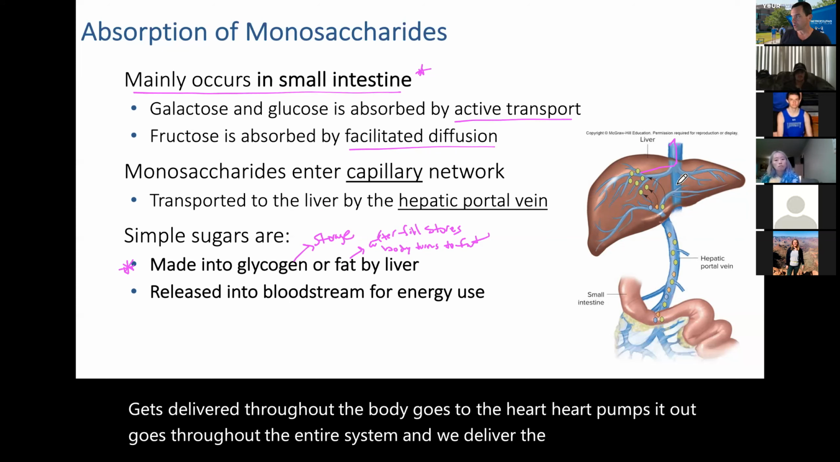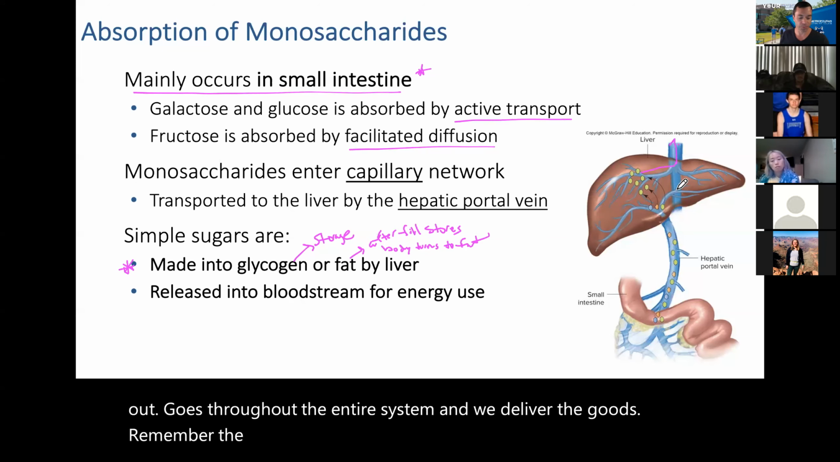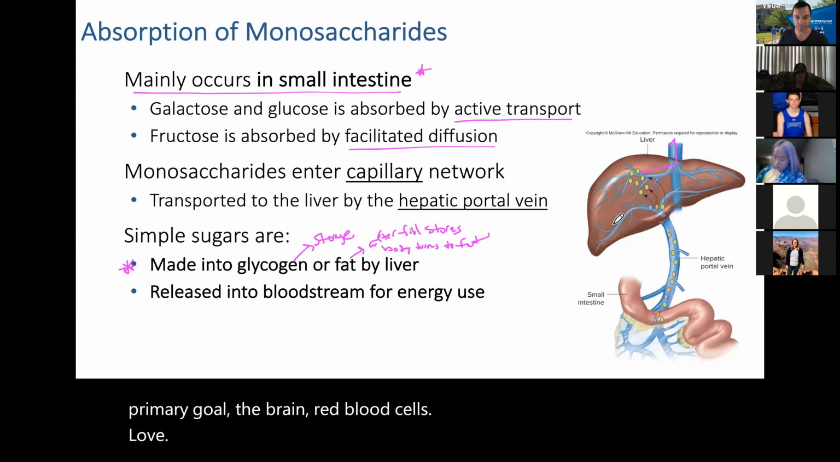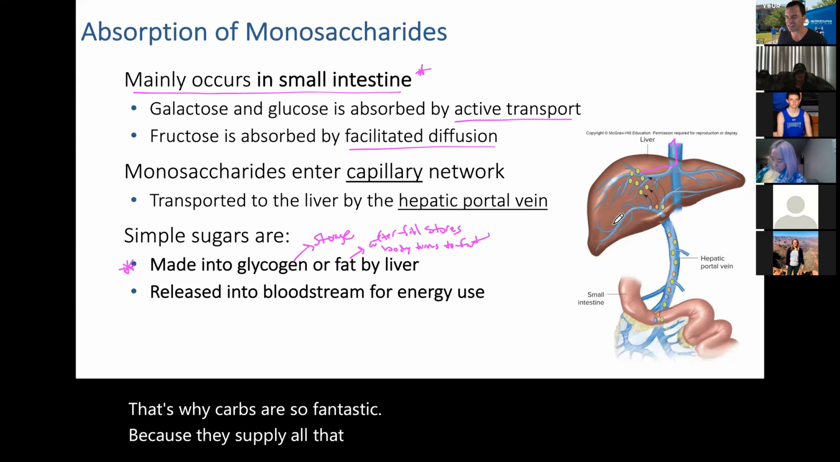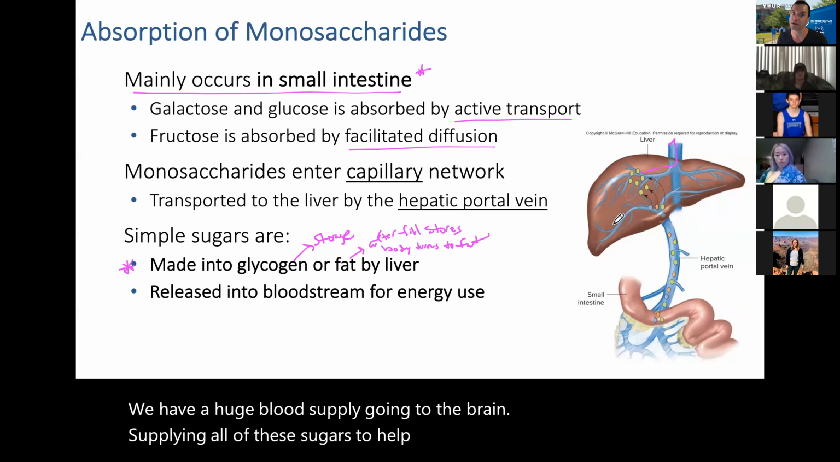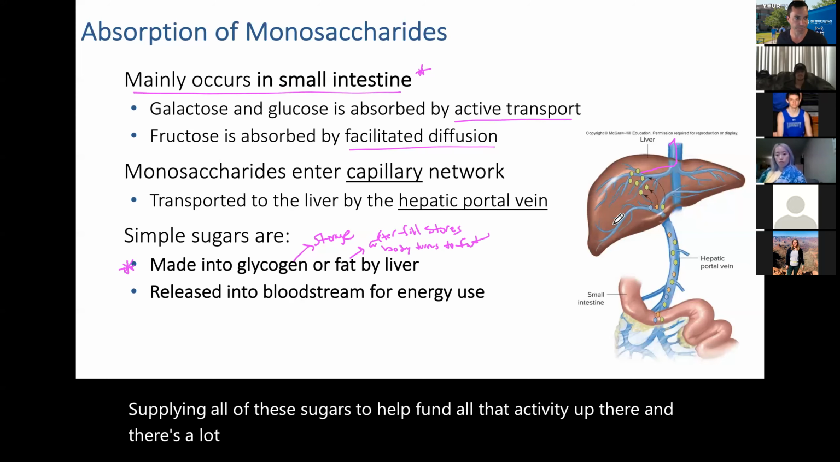Okay. And remember, the primary goal of carbohydrates is to provide energy. It's its primary goal. The brain, red blood cells, love glucose. Okay. That's why it's so good. That's why carbs are so fantastic. Okay? Because they supply all that energy. And your brain needs a ton of energy. We have a huge blood supply going to the brain, supplying all of these sugars to help fund all that activity up there. And there's a lot of it at any given time.